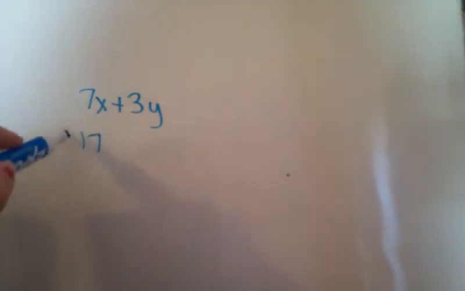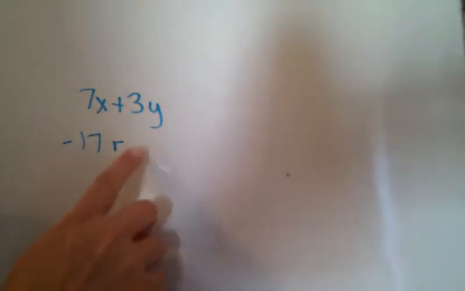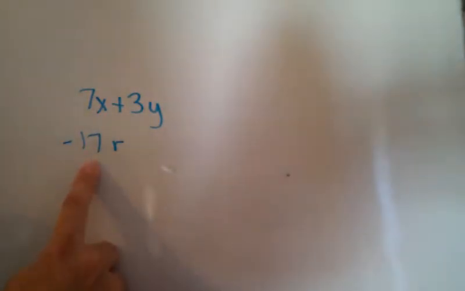Okay. What if I have negative 17r? Okay, this is only one term. So which one is one term? One term is a monomial. So this is a monomial.